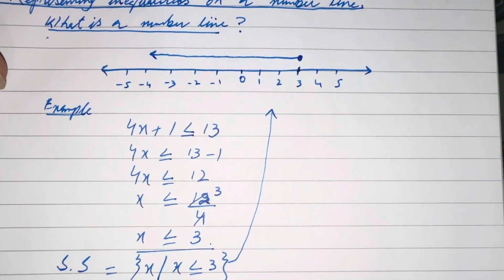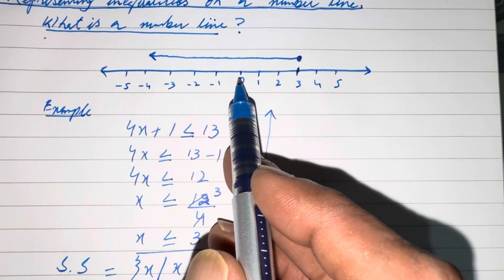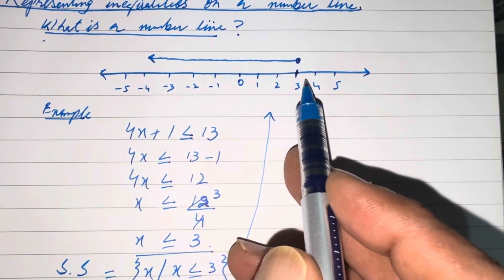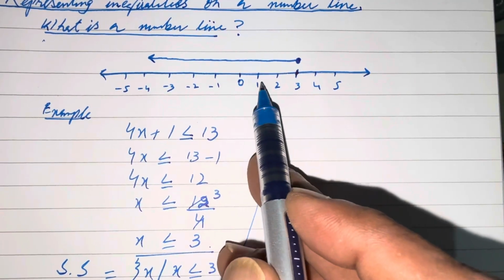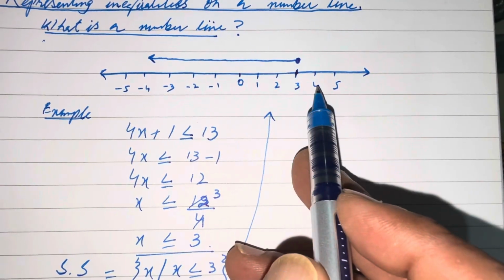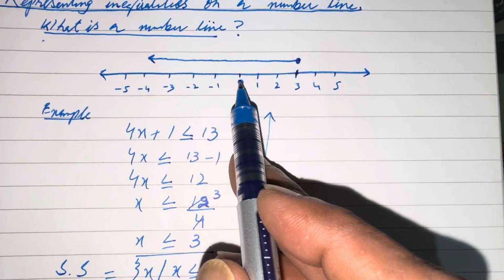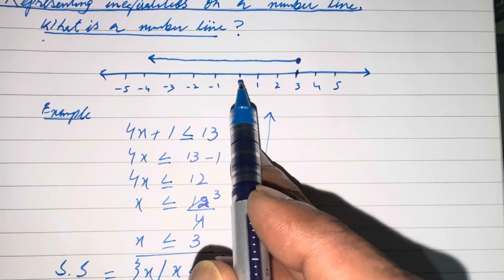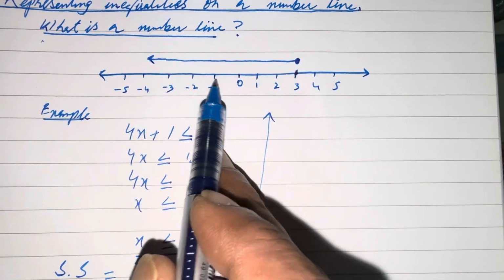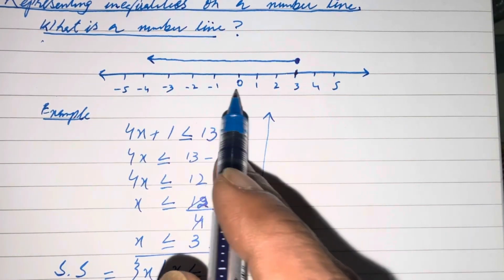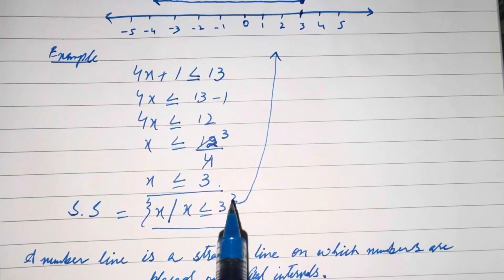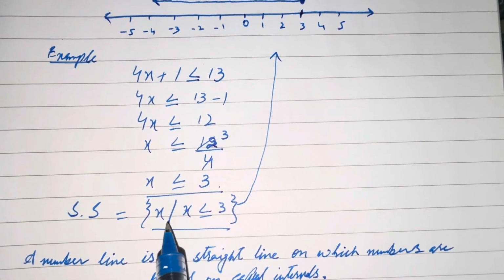I have told you that if 0 is the midpoint of the number line, then on the right hand side at equal intervals all the numbers will be written like 1, 2, 3, 4, 5, and the negative numbers will be written on the left hand side: 0, minus 1, minus 2, minus 3, minus 4, minus 5 at equal intervals. So that's how we can find the solution set of an inequality.